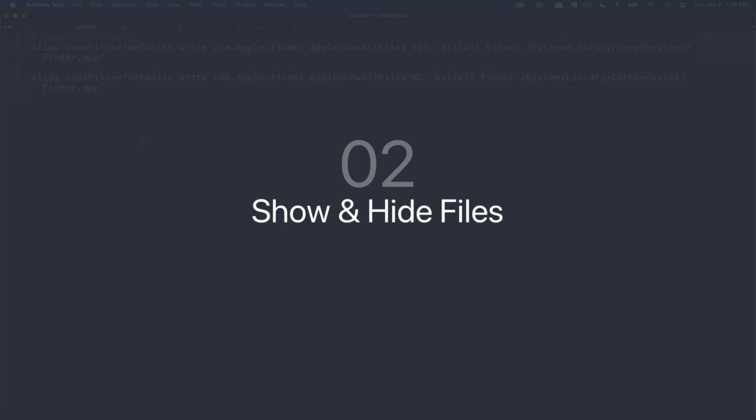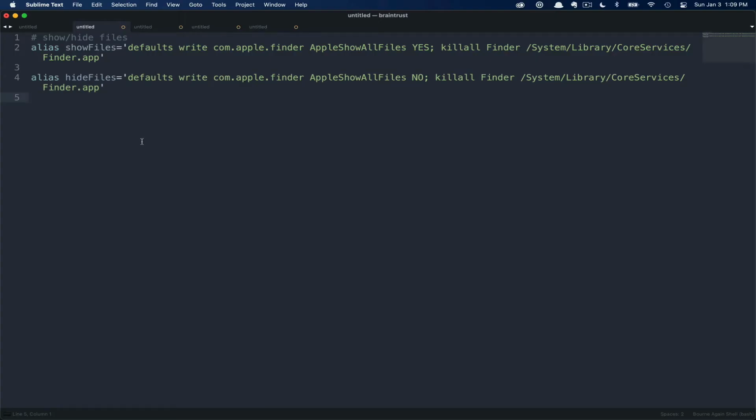Next is showing and hiding files. This is a pretty long command, so as I mentioned, this will be in the description below. Having the ability to show hidden files, you're also going to want the ability to undo or hide hidden files. By default, .files are hidden, but there are scenarios where you may want to see these. So showFiles and hideFiles are very nice for that.